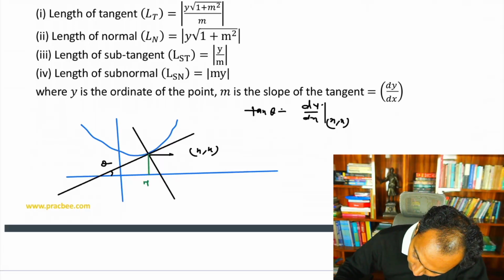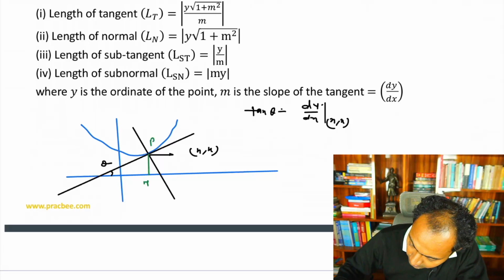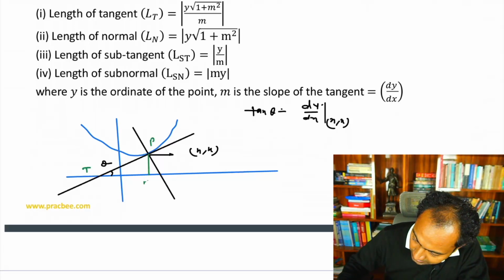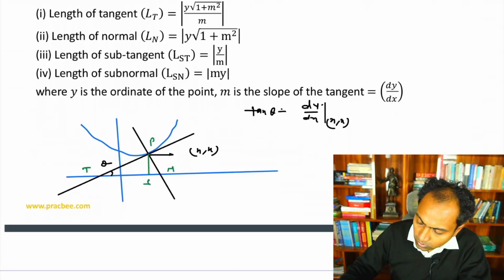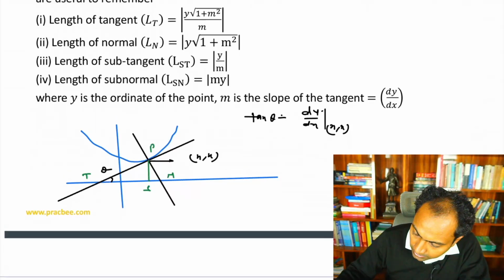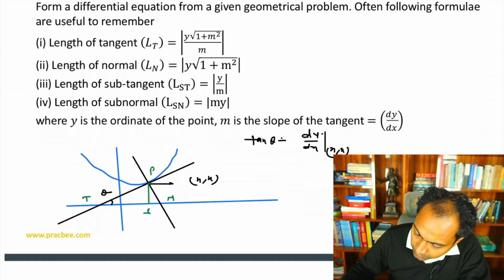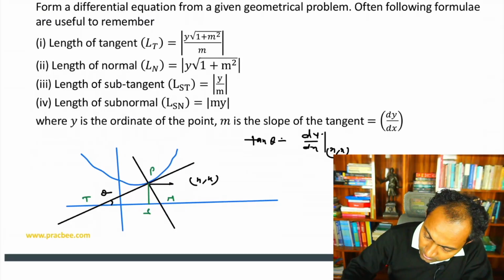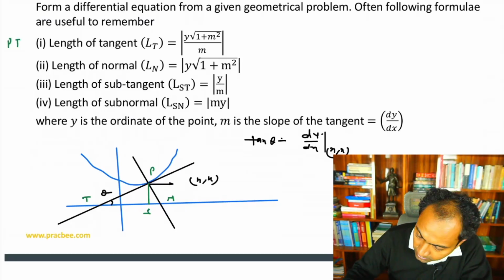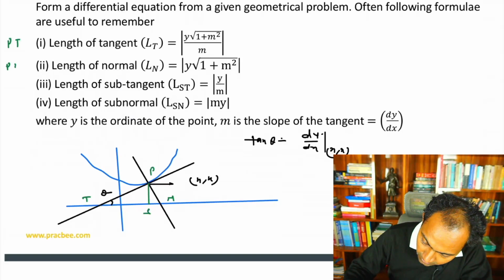This point will become N. This is P, this is T, this is S, that is N. So just remember this diagram, because as the name goes, here the length of the tangent would be nothing but PT. Length of the normal is nothing but PN. Length of the subtangent is ST, and length of the subnormal is SN.